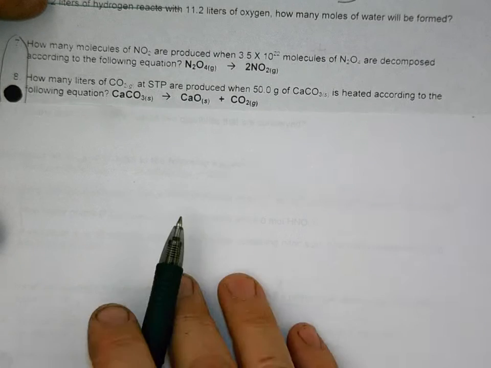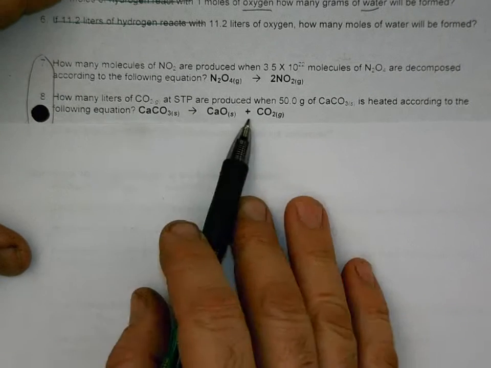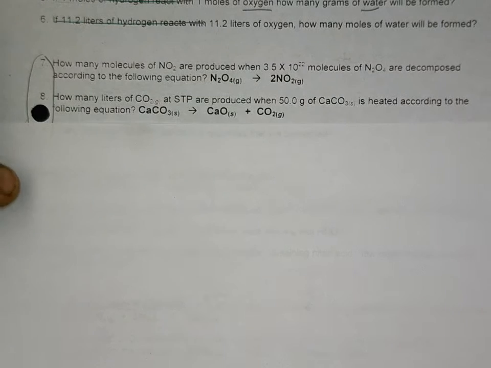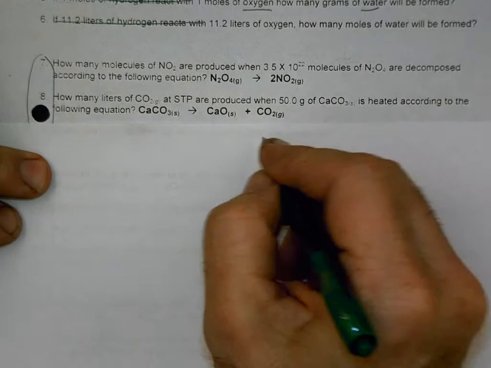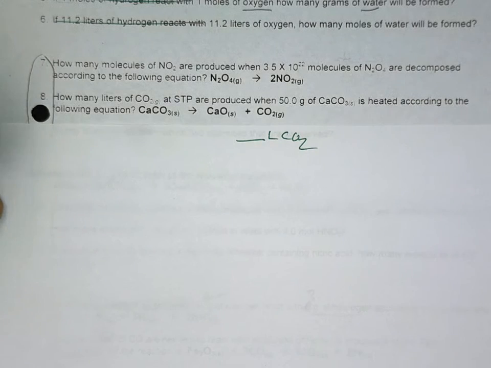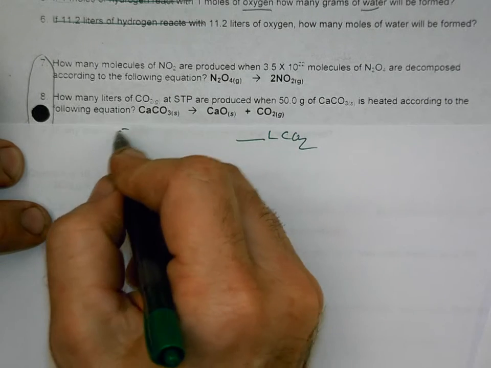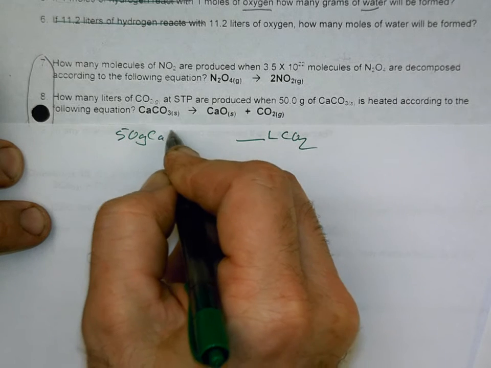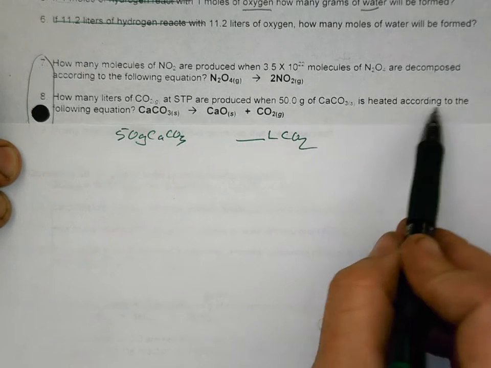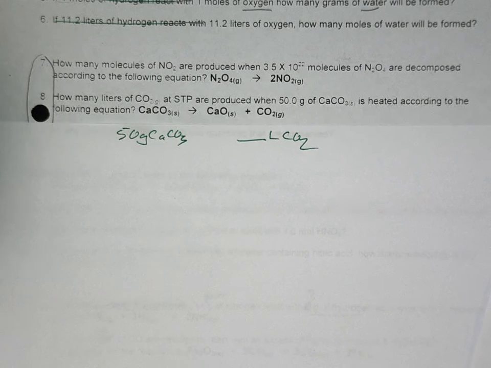Okay, in question number 8, we're given this equation. It's asking how many liters of CO2. So we're looking for liters of CO2. And we're given in this problem 50 grams of calcium carbonate, which is chalk. We did the lab with that before. And then is heated according to, okay, that's extra information. You don't need to worry about it. We just need to have this balanced equation.